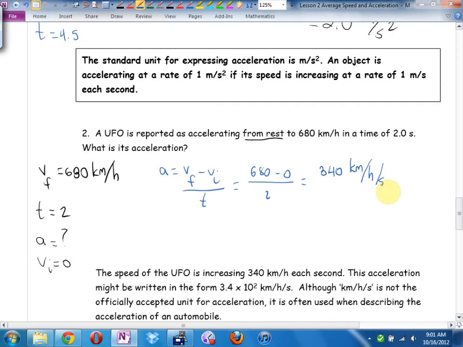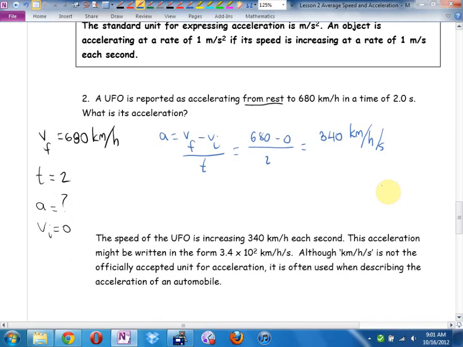That's kind of a weird acceleration unit. It is distance divided by time times time, so it is distance divided by time squared. So the speed of the UFO is increasing at 340 kilometers per hour each second. You could write this acceleration as 3.4 times 10 to the 2 kilometers per hour per second.